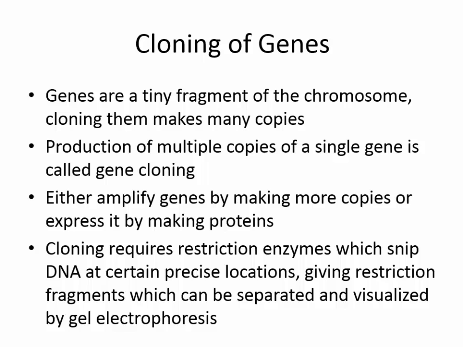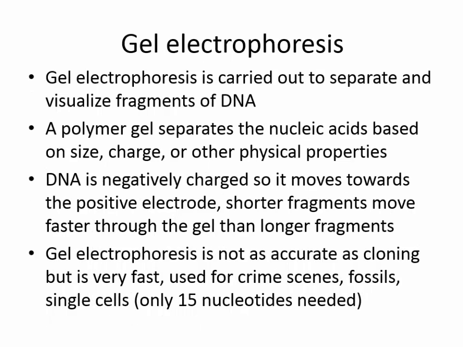We can either amplify genes by making more copies or express them by making proteins. Cloning requires restriction enzymes, which snip DNA at certain precise locations, giving restriction fragments, which can be separated and visualized by gel electrophoresis. Gel electrophoresis is carried out to separate and visualize fragments of DNA.